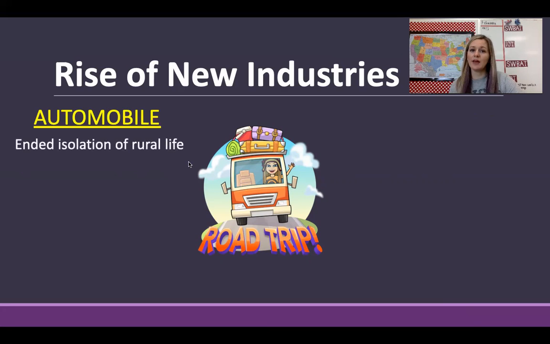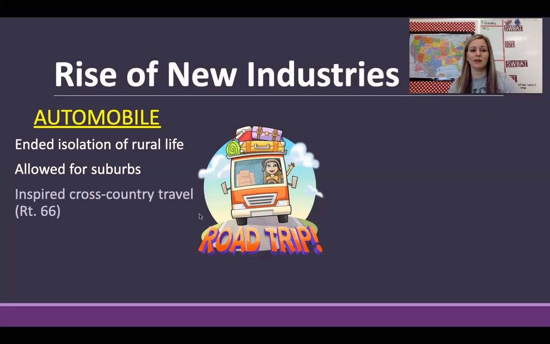So this kind of helps to end the isolation of rural life. It allows for the creation of suburbs. So people can start living outside of the city and then go into the city for their jobs and then go back out if they would like to. Because remember, the cities being really crowded was a huge, huge issue. So this allows for that space to be had.